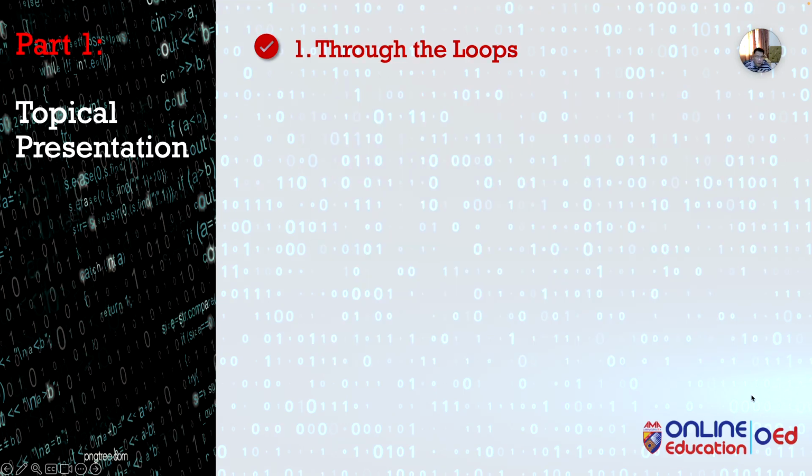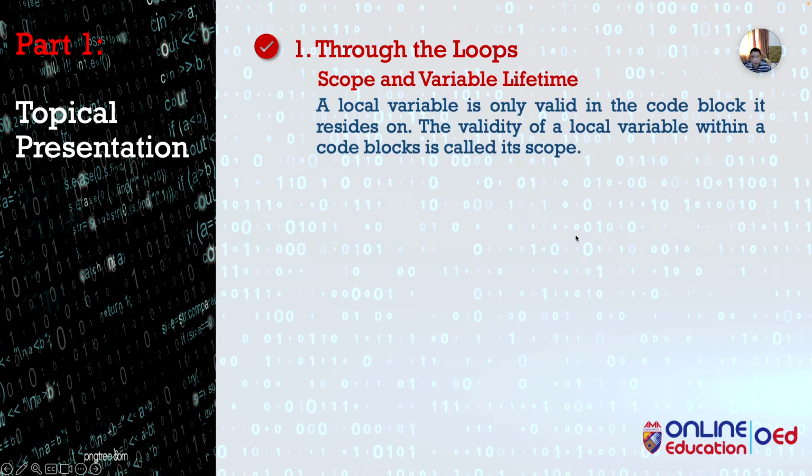So before we continue with the other loop types, functional types, we first discuss a few important concepts. First, we have scope and variable lifetime. A local variable is only valid in the code block it resides on. The validity of a local variable within a code block is called its scope. We also say that the local variable has a lifetime only up to when it gets out of the scope.